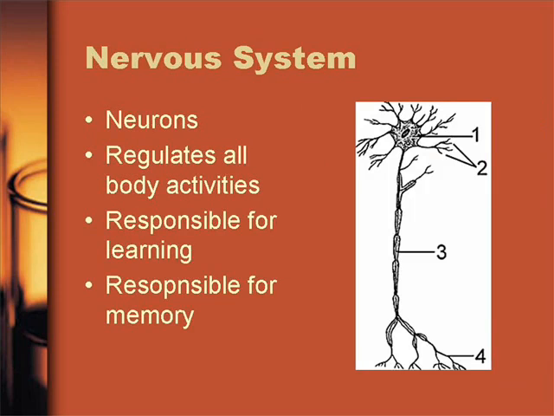Now your nervous system consists of neurons. Those are also known as nerve cells. And, of course, your nervous system regulates all body activities. If you think, the brain is one of the main structures in the nervous system, of course, it controls all the things you do in your body. The nervous system is also responsible for learning and memory. Now, because your nervous system regulates all body activities, you can really connect it to any body system.